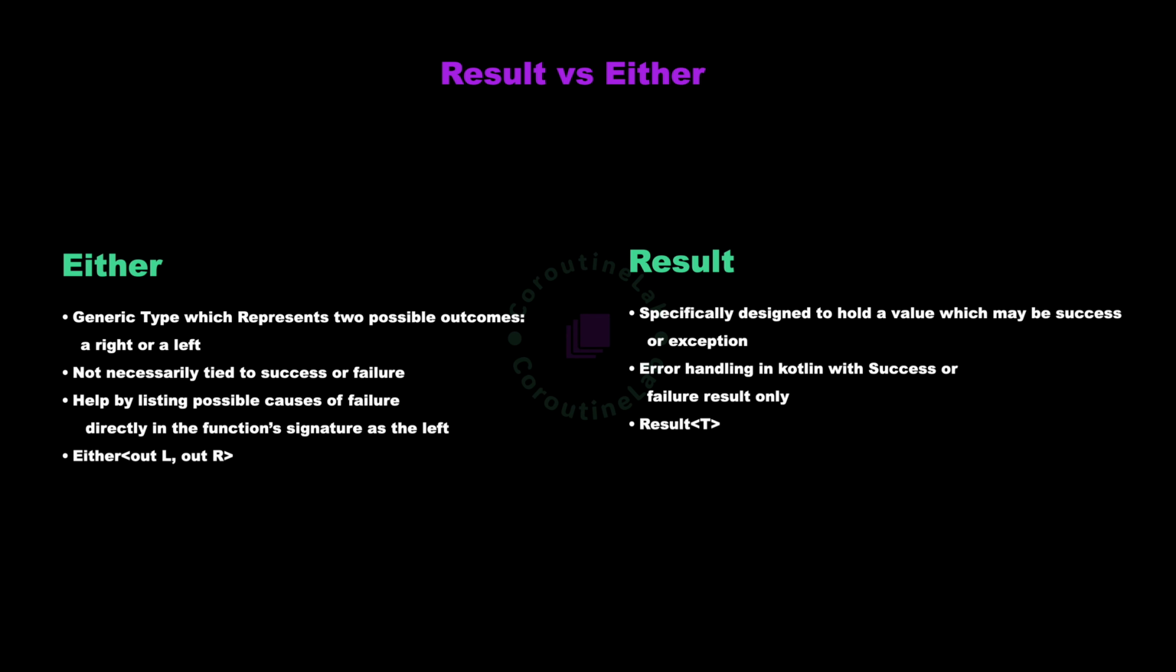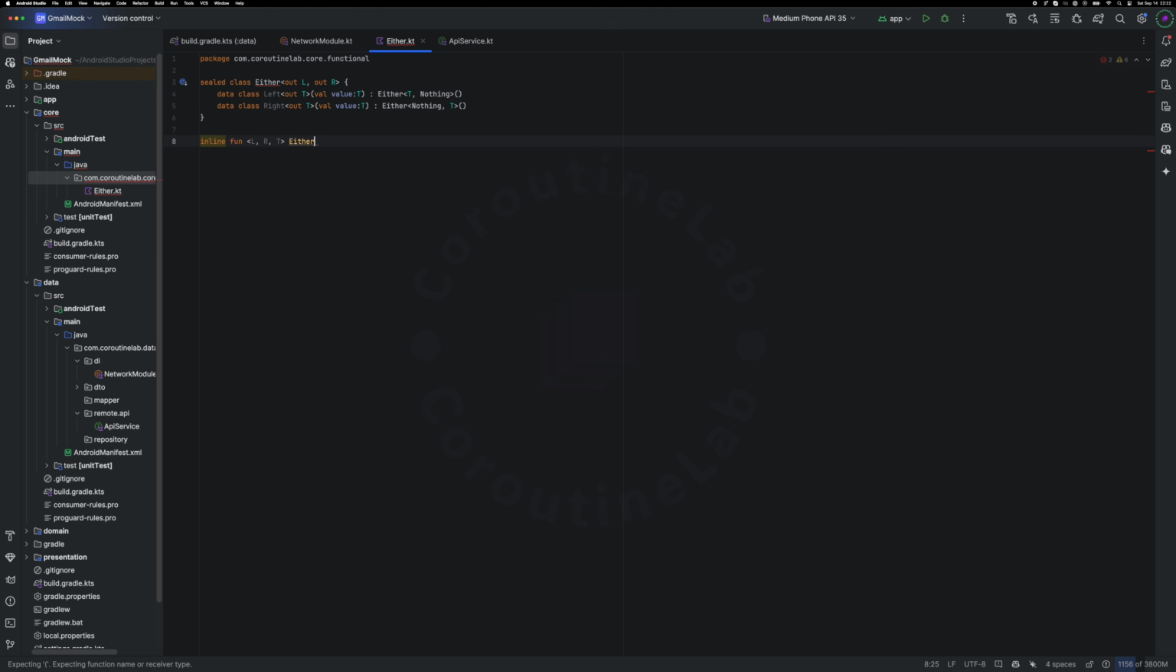Either allows more expressive and composable error handling, promoting cleaner code by making it explicit that two possible outcomes are expected and handled. Result is specifically designed for scenarios where you're handling only success and failure, with built-in support for exceptions. We will also create an extension function, which will help us to get the left and right value in a lambda expression at the calling site.